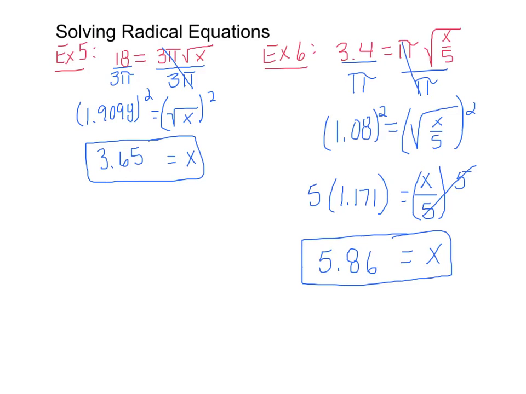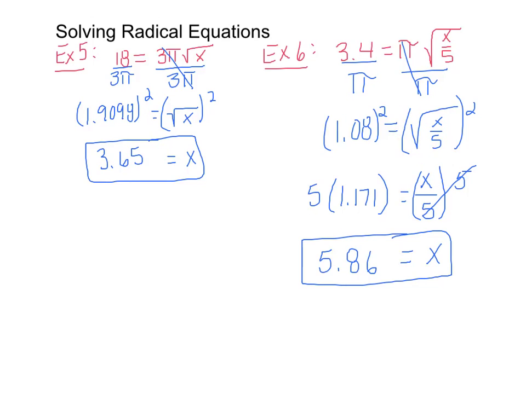Okay, so I got 5.86 for my answer, so let's check what I did. So the first thing I did was I divided by the pi on both sides, okay? And so that gives me approximately 1.08, and then I have the square root of x divided by 5.